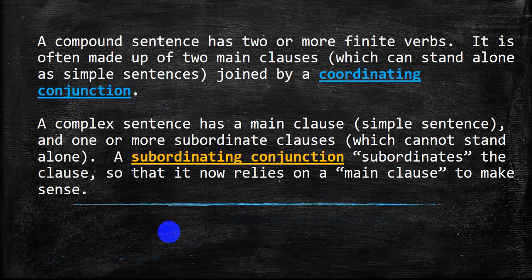A compound sentence has two or more finite verbs. It is often made up of two main clauses which can stand alone as simple sentences, joined by a coordinating conjunction, because it's coordinating the two separate clauses and giving them equal weight. They're both main clauses. A complex sentence has a main clause, or a simple sentence, and one or more subordinate clauses. These are clauses which cannot stand alone because of a subordinating conjunction. It subordinates the clause, so that it is reliant then upon the main clause to make sense.